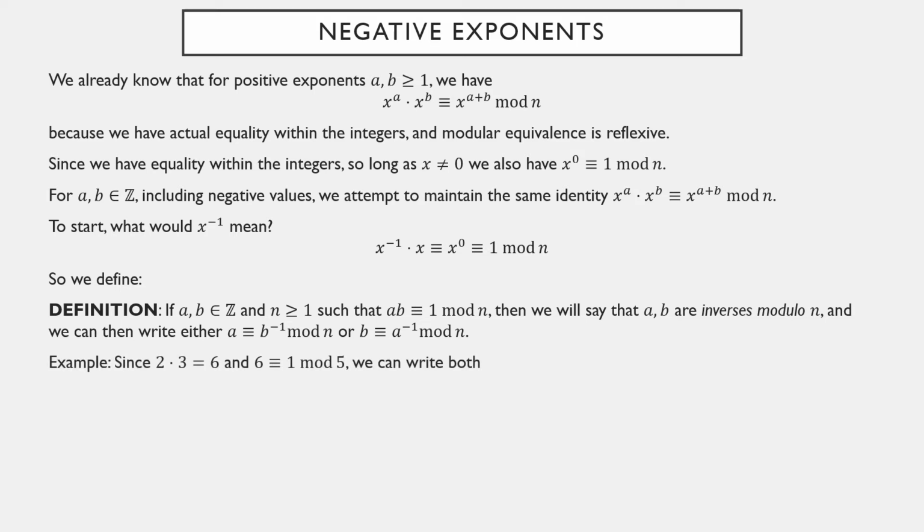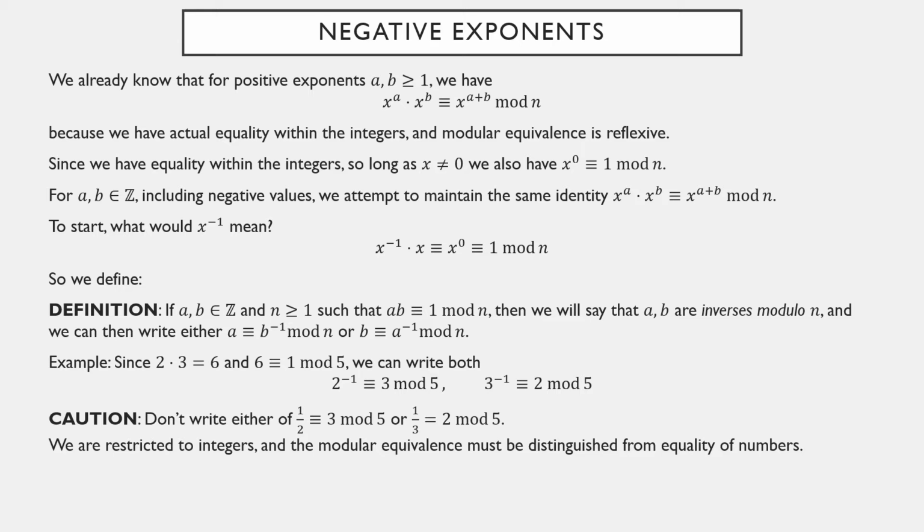So for example, 2 times 3 is equal to 6. In integer arithmetic, 2 times 3 is 6. However, if I'm working mod 5, 6 is equivalent to 1. So 2 times 3, while it is definitely not equal to 1, it is equivalent to 1 modulo 5. So we can write 2 inverse is equivalent to 3 mod 5, or 3 inverse is equivalent to 2 mod 5, because the product of 2 and 3 is equivalent to 1 mod 5.